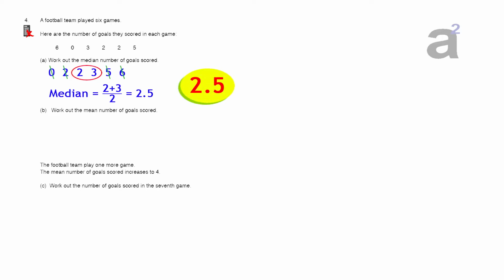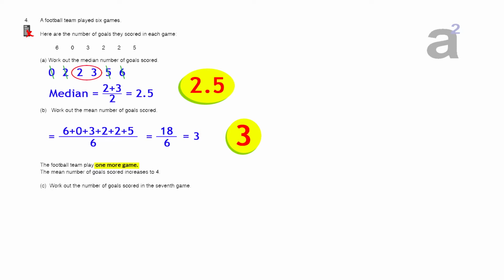What's the mean number of goals? The mean is the sum of the number of goals divided by 6, because there are 6 games. So the answer is 3. There is an additional question. The football team plays one more game. The mean number of goals scored increases to 4. So earlier the mean was 3, now it increases to 4. So we have to find the number of goals scored in the 7th game.